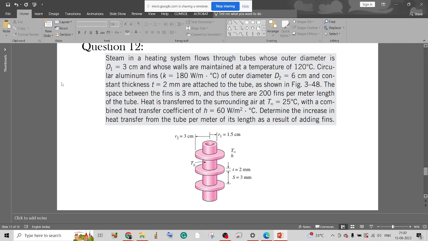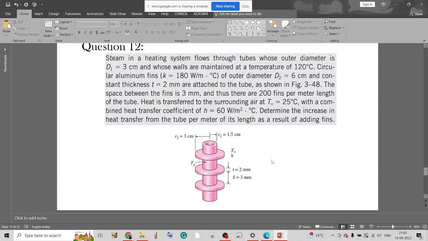That's why in this case the addition of fins is required for increasing the heat transfer, that is, decreasing the resistance. With more convective heat transfer, the heat can be dissipated more easily. Heat can be extracted from the pipe itself.